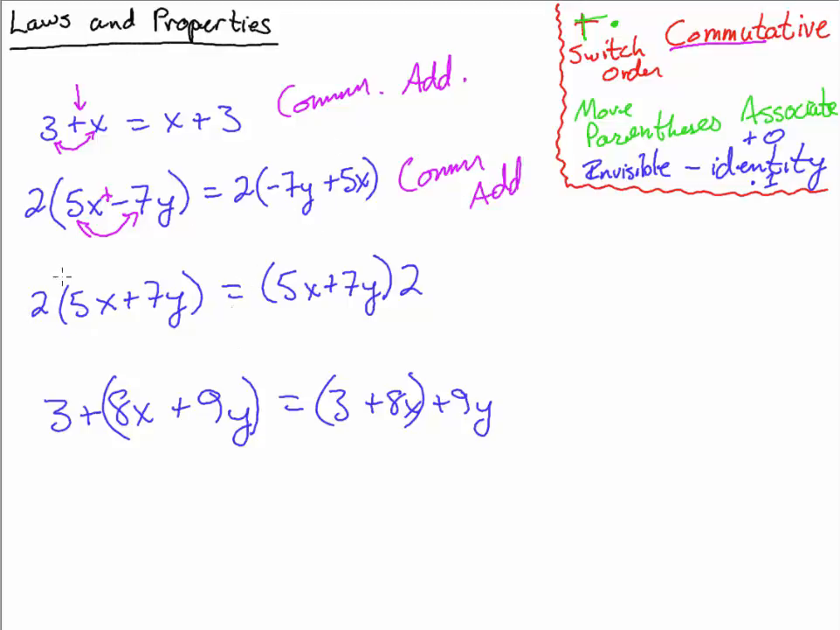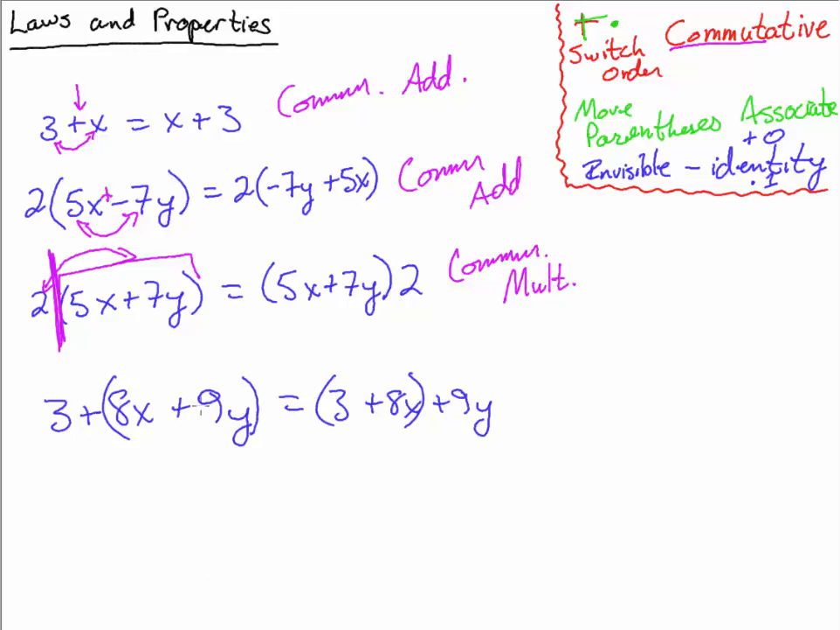Let's try this one. 2 parentheses 5x plus 7y parentheses equals parentheses 5x plus 7y parentheses 2. Oh my goodness. They did some switching. They took this whole unit and switched its place with that whole unit. So that's commutative because they switched order. But they switched it around this times sign being next to each other. So that's commutative of multiplication.